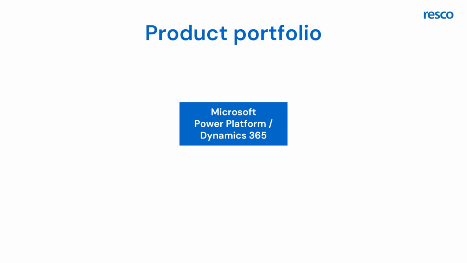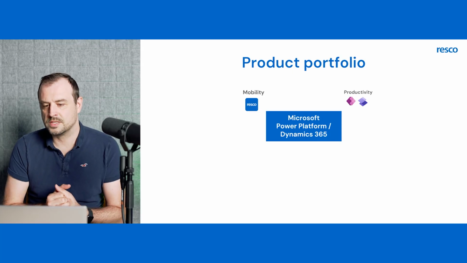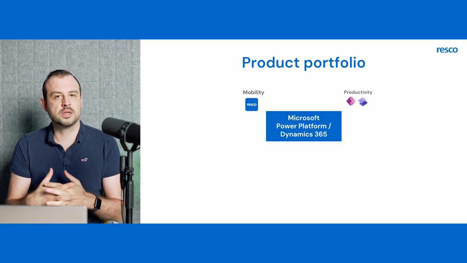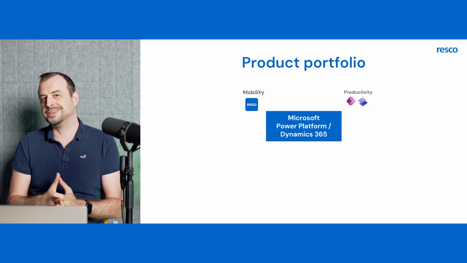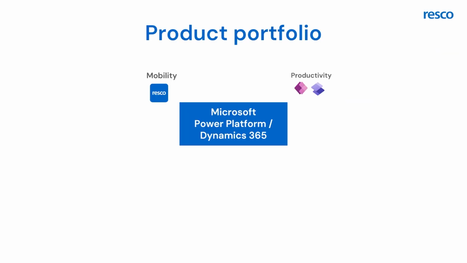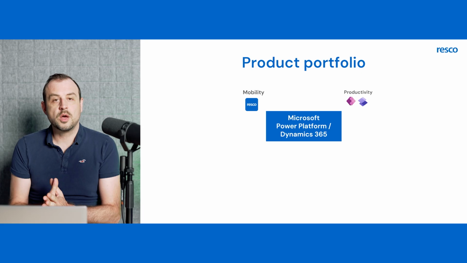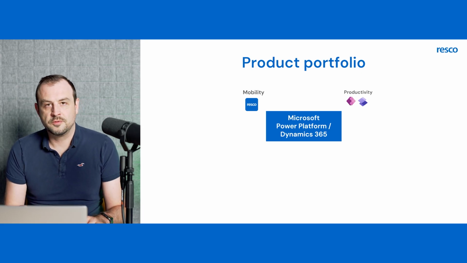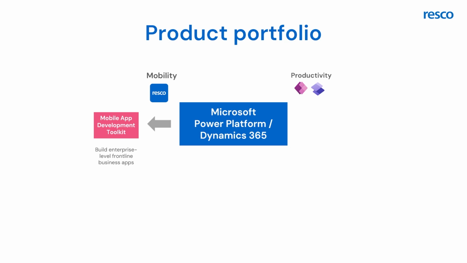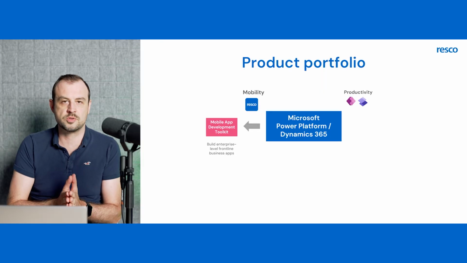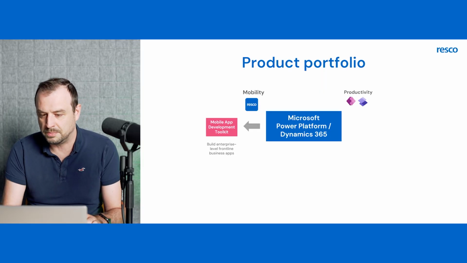As a company, we are focusing on two major pillars in product development. The first one is providing mobility for enterprises. And the second one is increasing productivity for the app makers and frontline workers by providing best-in-class experiences, out-of-the-box functionalities and components. So now let's take a look at what we provide for mobility. First is the Mobile App Development Toolkit, which helps businesses build mobile applications easily for the Microsoft Power Platform and the Microsoft Dynamics 365 business applications.